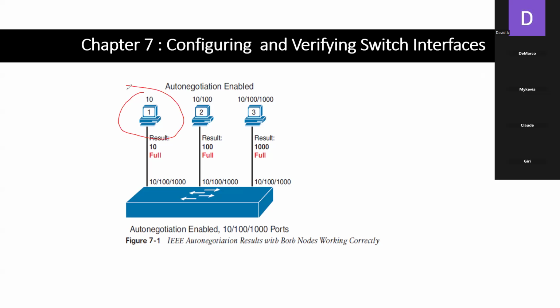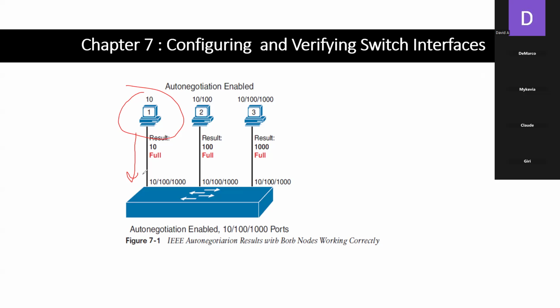Okay, PC1 sends auto negotiation FLPs, right? That declare support for 10 megabits per second only, not 100 megabits or 1,000 megabits per second, and support for both full and half duplex. And guys, I'm reading actually from the book now.